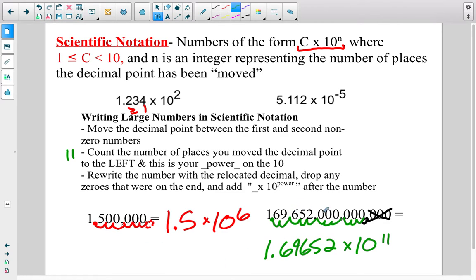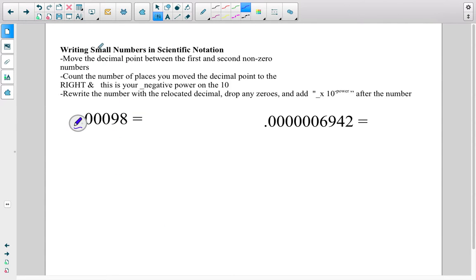So there is my large number written in scientific notation. Really, this power right here is really powerful, because it tells us how many places that number got moved, how many decimal places it was moved. Let's look at small numbers. When I say small numbers, I mean numbers less than 1.